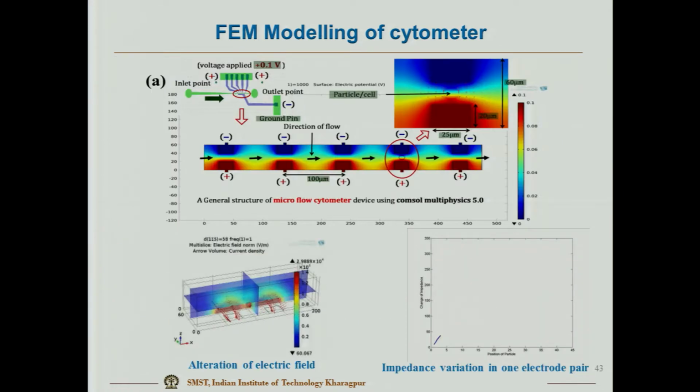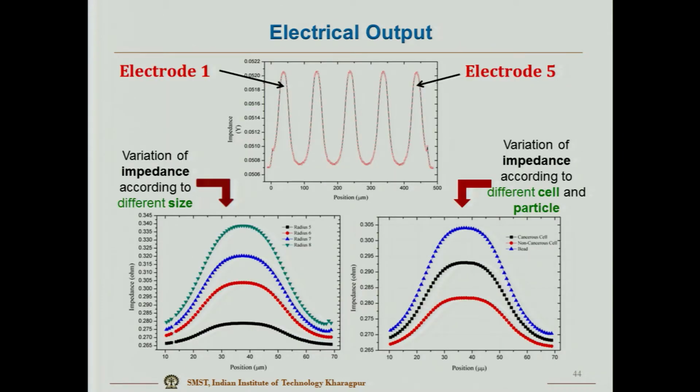So, this is again the cytometer, and the FEM modeling you can do. This is the electric field distribution. There are two pairs of electrodes, a series of pairs of electrodes. When the fluid flow is there, this is the actual device and this is the simulation, and for the fluid flow this is the electric field distribution, and here you can see the impedance variation in this curve. So, this is all about your simulation. One particle is moving through this electrode, and how the electric field variation is created has been shown here. Okay. This is the electrical output.